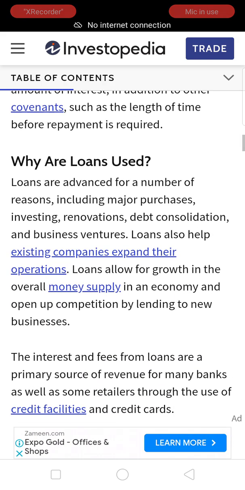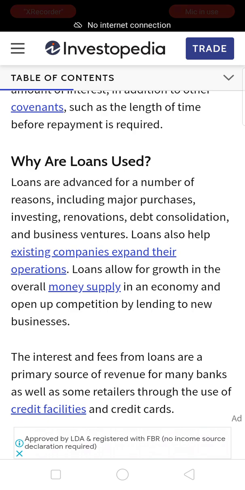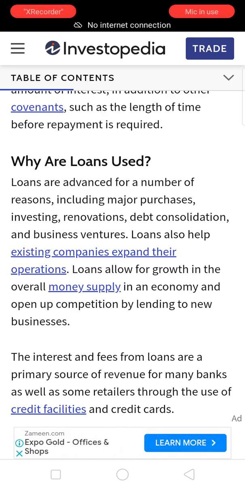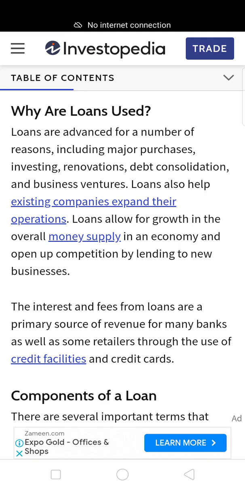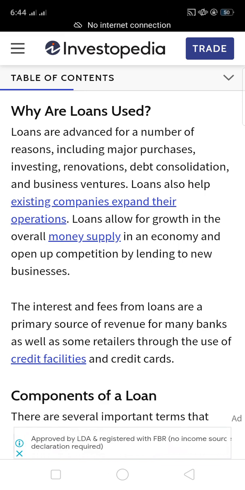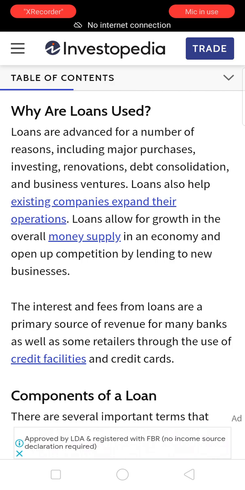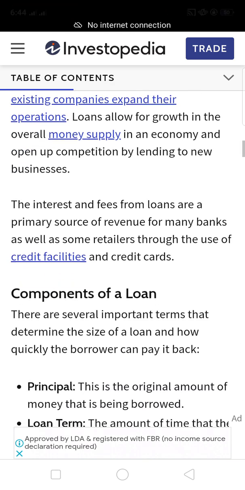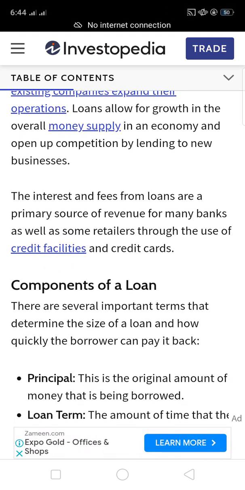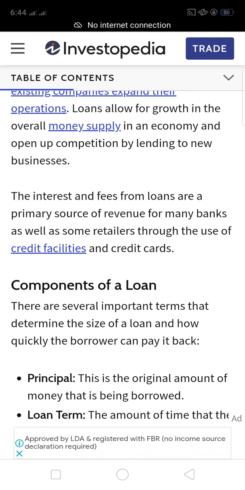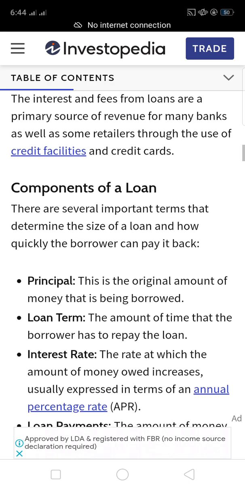What are loans used for? Loans are advanced for a number of reasons, including major purchases, investing, renovation, debt consolidation, and business ventures. Loans also help existing companies expand their operations. Loans allow for growth in the overall money supply in an economy and open up competition by lending to new businesses. The interest and fees from loans are a primary source of revenue for many banks as well as some retailers through the use of credit facilities and credit cards.